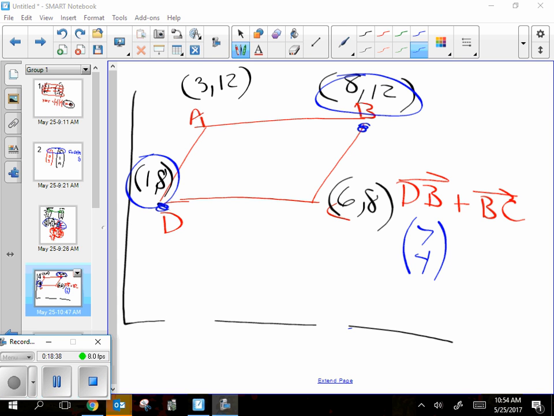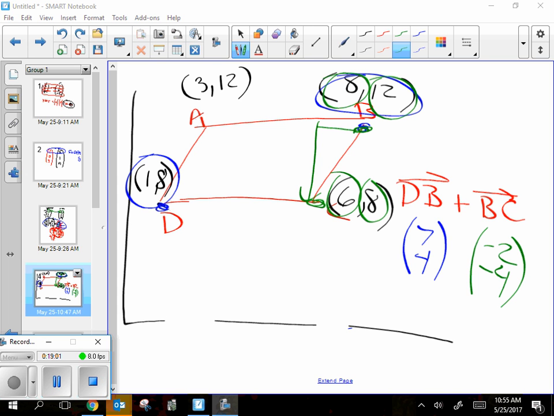And then I add BC to that. What is BC? It's like from here to here. Would you agree BC is head minus tail, probably the fast way to do it. 6 minus 8, negative 2. 8 minus 12, negative 4. Do you agree it went 2 to the left and down 4? Does that make sense? Negative 2, negative 4. And now what did I ask you to do? Add them. So 7 plus negative 2 makes 5. And 4 plus negative 4 makes 0. 5, 0 is the answer.